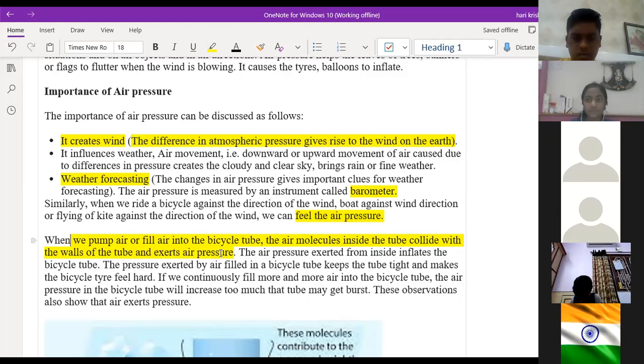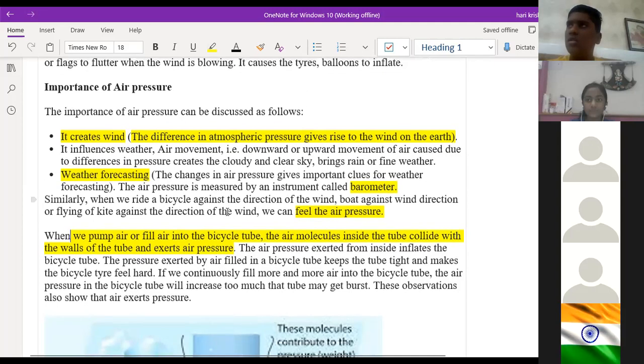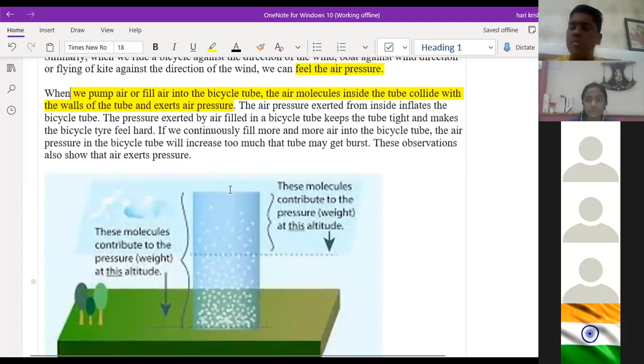So you also know that one. Generally, when you go to the shop, you check the air pressure of the tire. They use some instrument. What is the instrument's name, which is used to measure the air pressure? Sir, barometer. The instrument name is barometer, which is used to measure the air pressure.